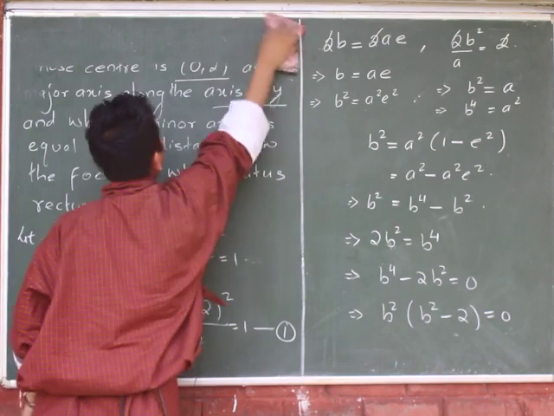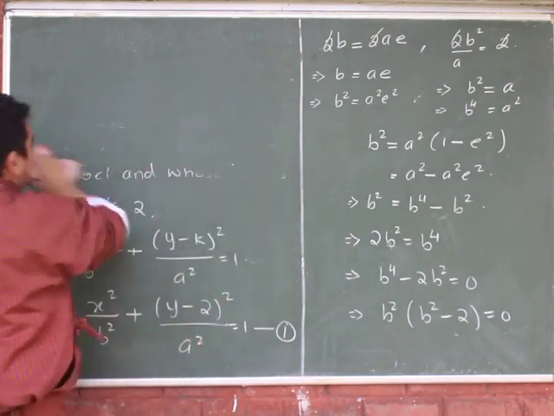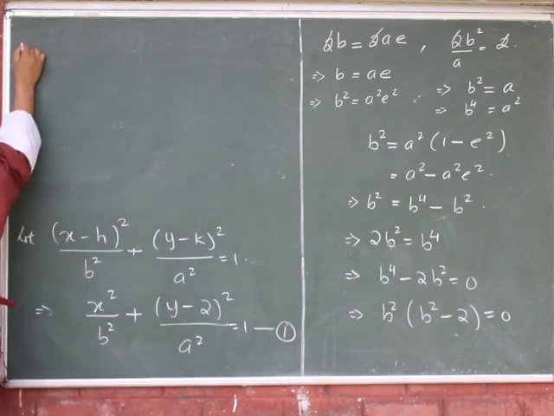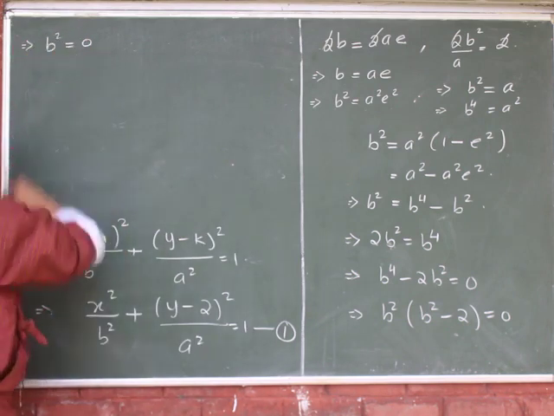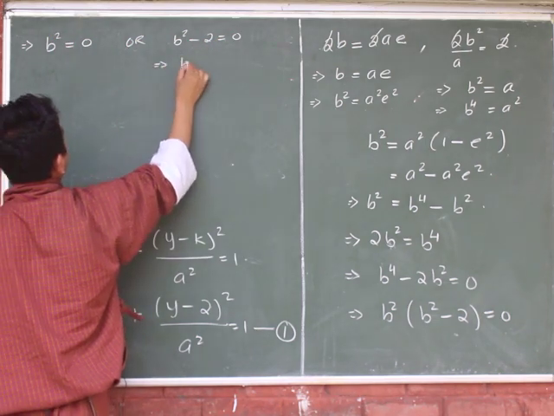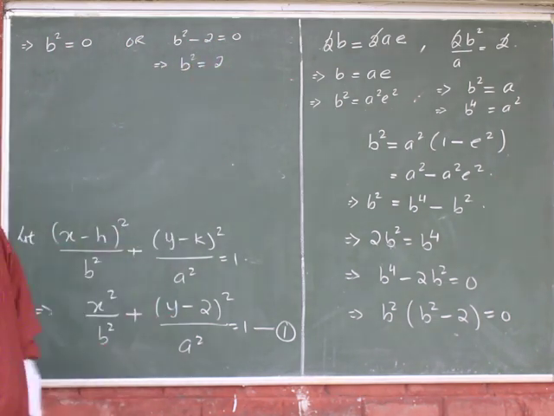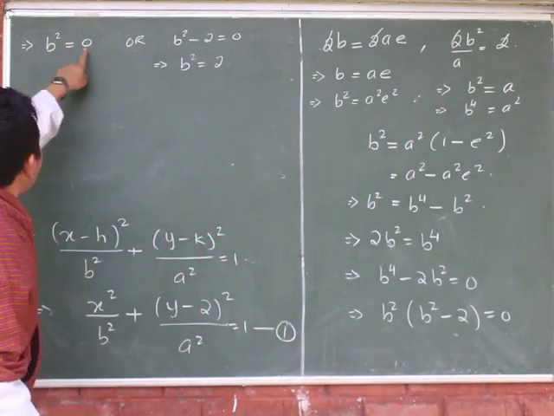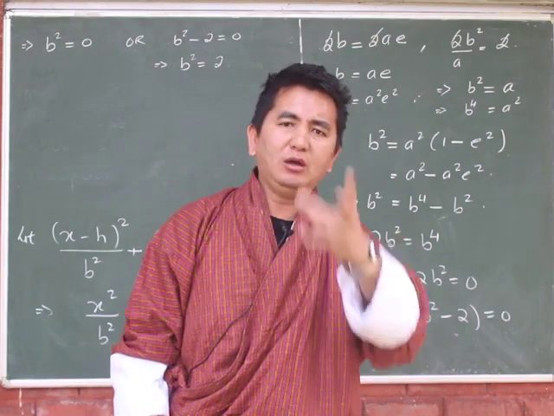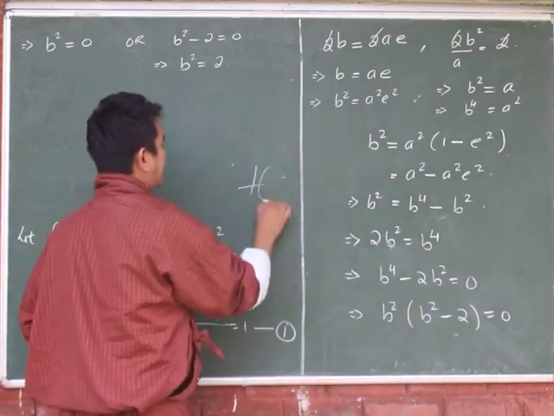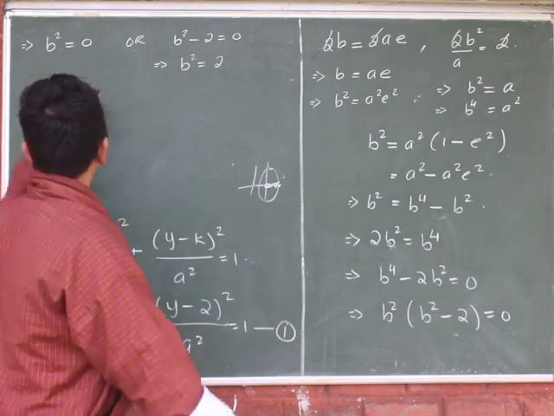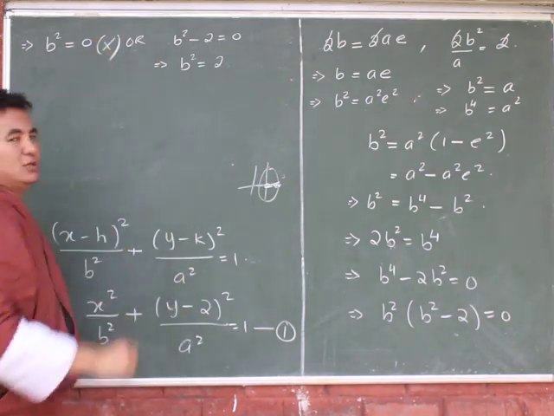So now that means from there it says either b square is equivalent to 0 or b square minus 2 is equivalent to 0, or you can write this one as b square is equal to 2. Now the interesting part here is, b square equal to 0, is this possible? Can we have the minor axis equal to 0? If you have minor axis equal to 0, then you will not get an ellipse. Suppose that this is a vertical ellipse. If this minor axis is 0, this point will come to the center. Simple logic here. That means your b square value cannot be 0.